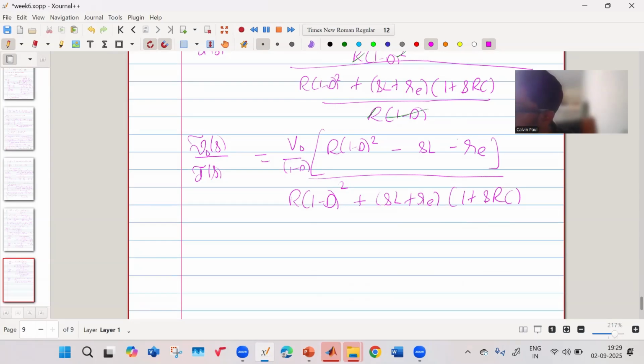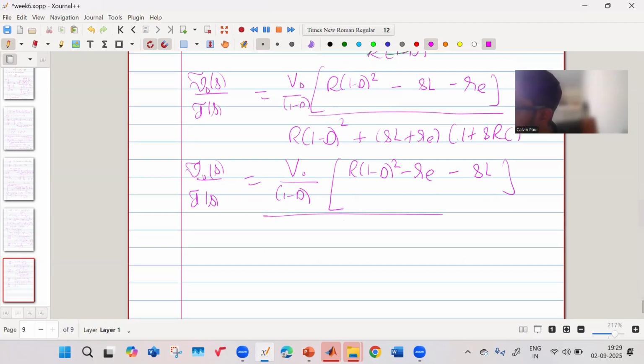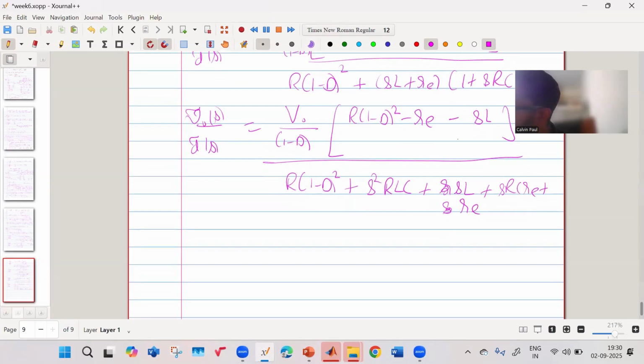So then we have to expand this. So what do we get? We get V output tilde of S by D tilde of S is equal to V output into 1 minus D into R into (1 minus D) the whole square minus RE minus SL upon R into (1 minus D) square plus S square RLC plus R plus SL plus SRC into RE plus S plus RE. That will be V output tilde of S by D tilde of S.